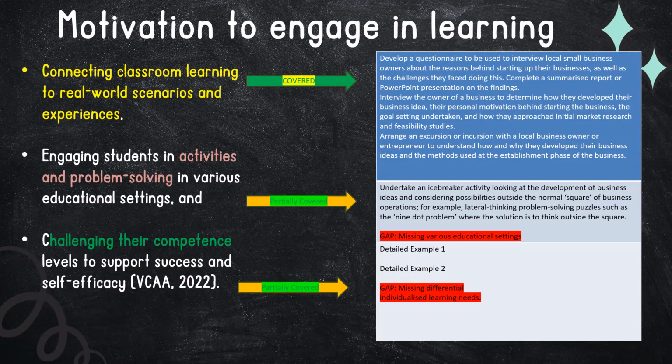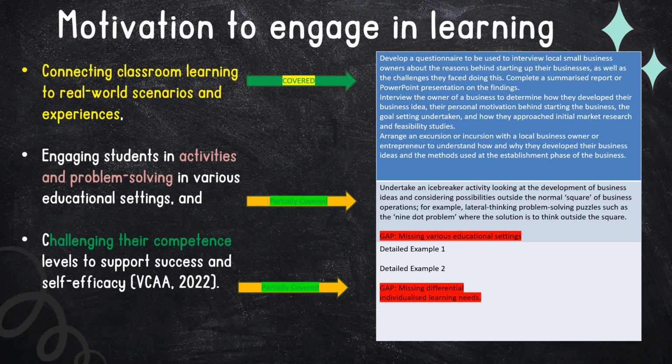The first pillar that we're going to look at is the motivation to engage in learning, how this learning design is motivating students to get engaged. Now, it has 3 criteria, and when we look at the first criterion, which is basically connecting classroom learners to real-world scenarios and experience, it is comprehensively covered. The reason I say that is they have activities where students will be interviewing local business people, they're going to have excursions and incursions where they meet local business people, and that's a quite effective and practical way to meet with the local business people.